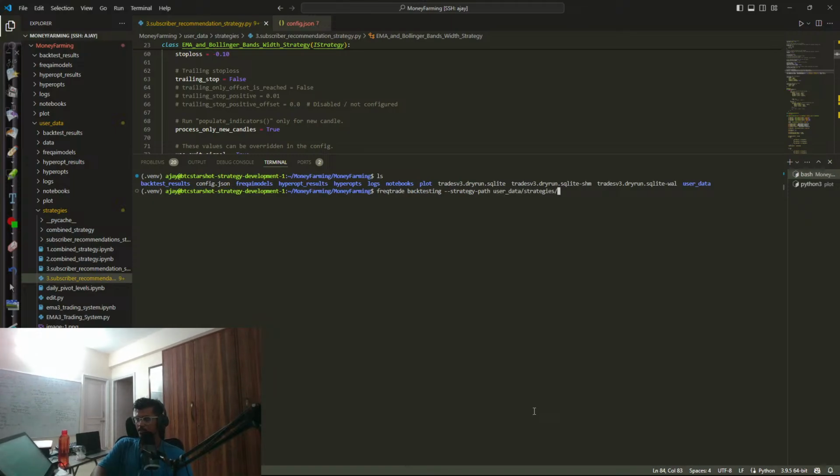Strategy path, user data, strategies. Strategy is EMA and Bollinger Bands with strategy config.json. Time range 2024, 1st April. Pairs is Bitcoin.